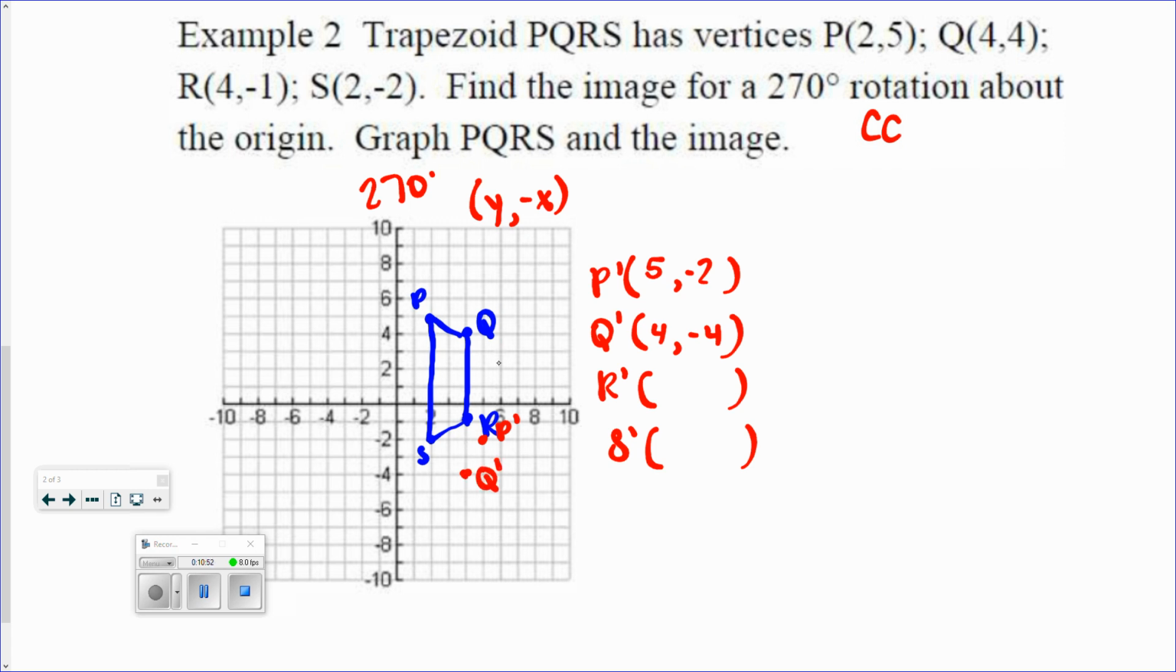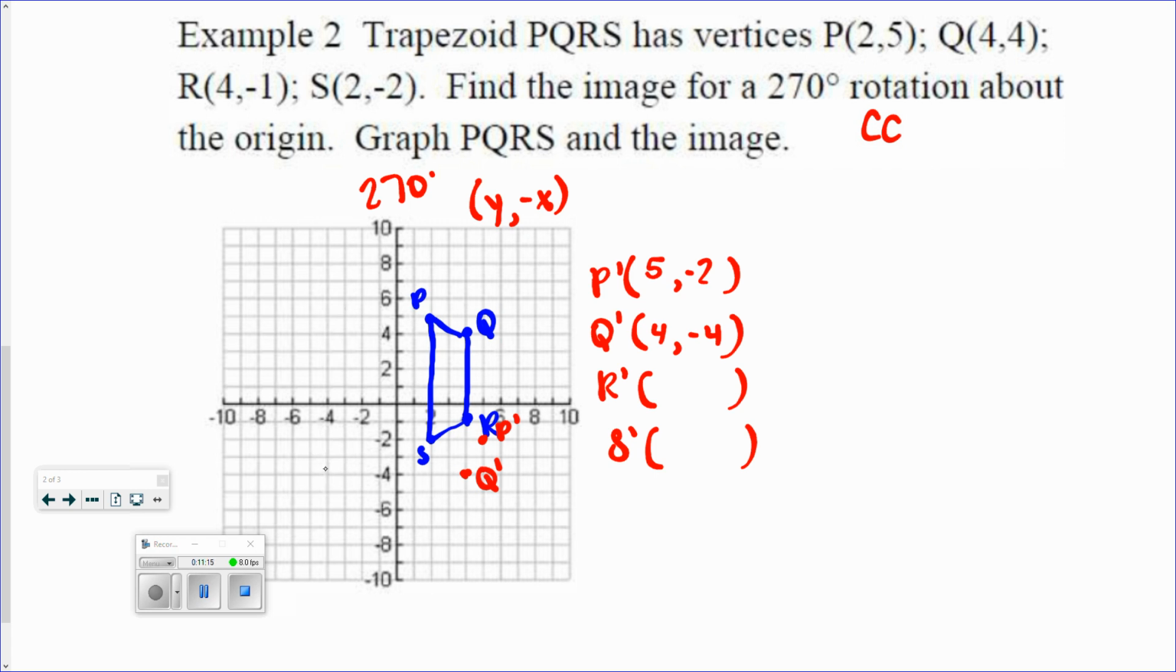And we can do that same trick that we were doing earlier. 270 would be 3 quadrants over. So if it's starting in quadrant 1, it'd be 1, 2, 3. So they should be ending in quadrant 4, which is exactly what we have here. And then when we graph R and S, they're starting in quadrant 4. So it should be 1, 2, 3 spots over to end up now in quadrant 3.